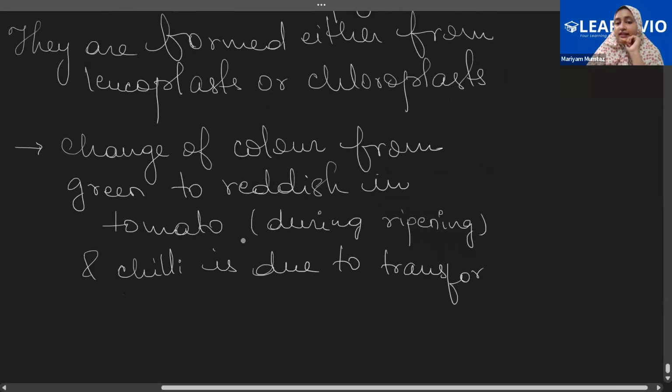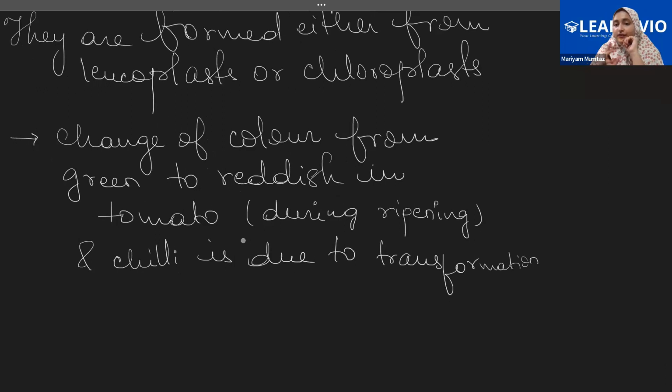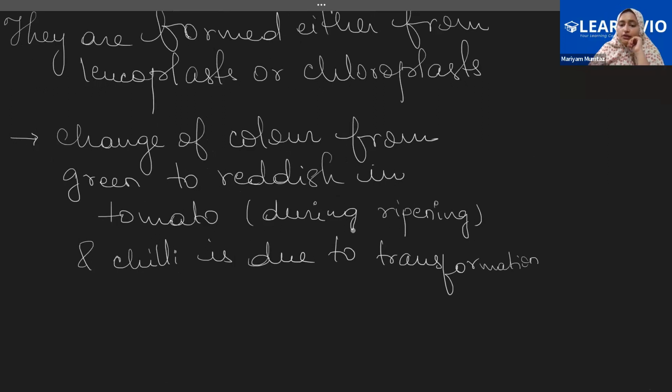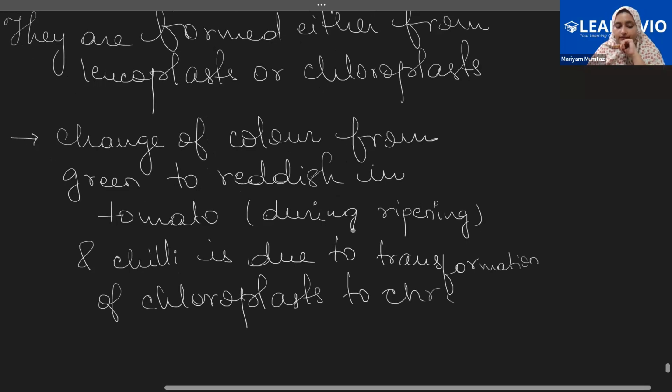See, the green chilies and the red chilies that are there, it doesn't mean that the red chilies are different. The green chilies only, they turn into the red chilies because of the transformation process. You getting that, students? So this is due to the transformation of chloroplast to chromoplast. Clear? This much is clear to everyone?